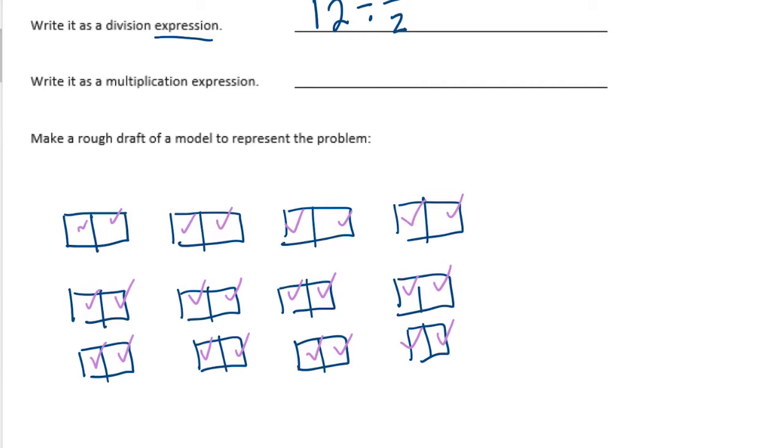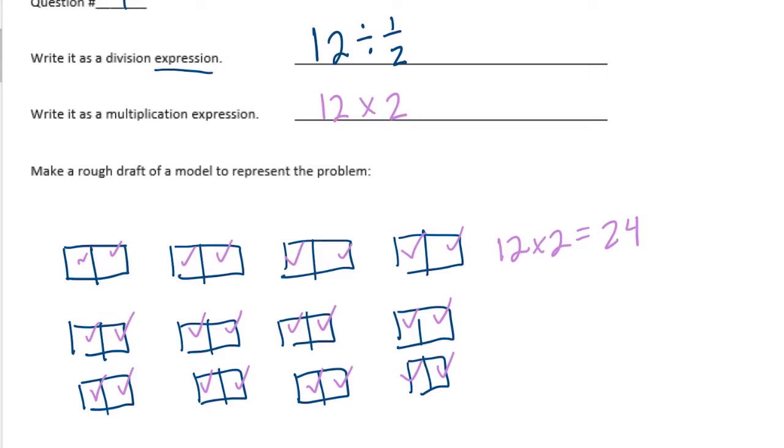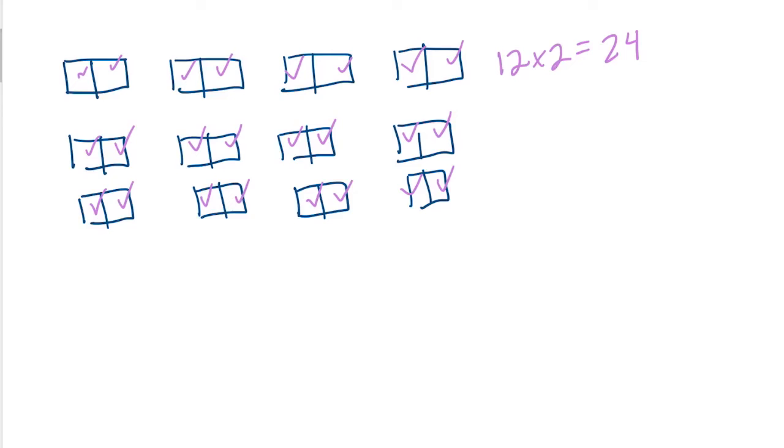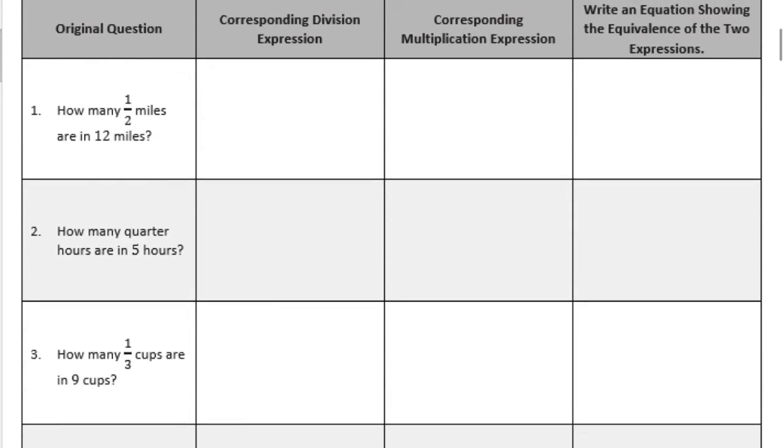So what we've really done here, you can see, is we took 12, the 12 holes, split them in half, or we multiplied them by 2. So we got 24. So our multiplication expression would be 12 times 2. So 12 divided by a half is the same as 12 times 2. Hopefully that picture helps you to visualize that. So then we can just write that in our box. So this was 12 divided by a half. This is 12 times 2. And then write an equation showing the equivalence. We just need to write 12 divided by a half is equal to 12 times 2.